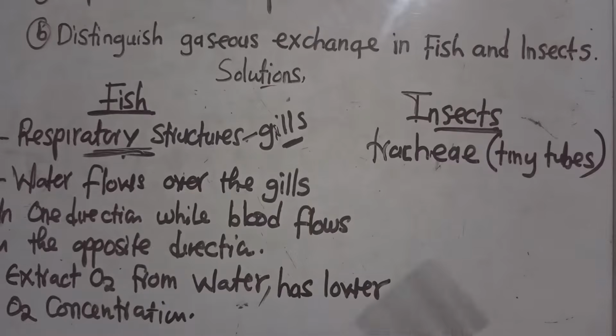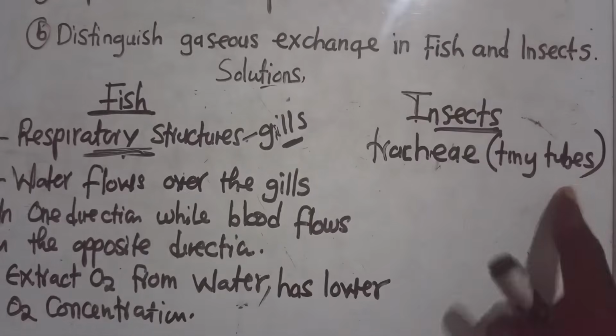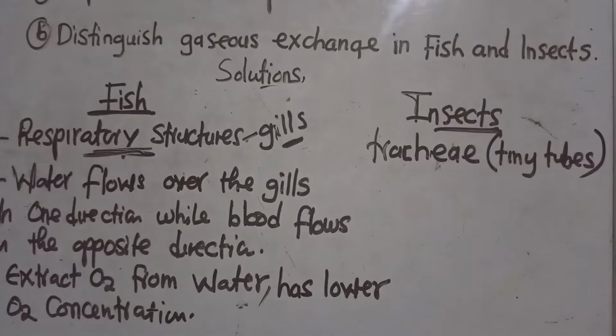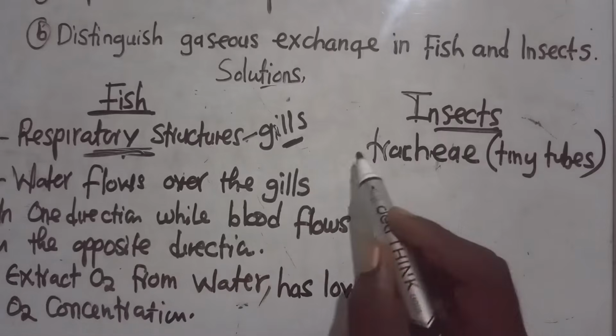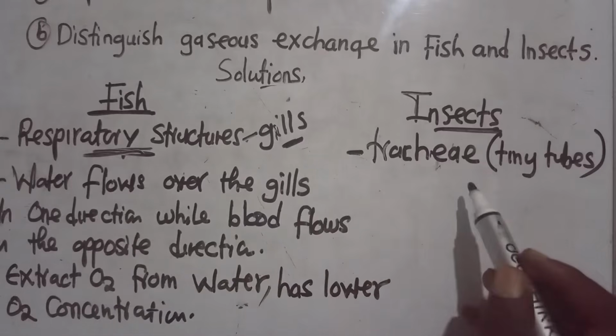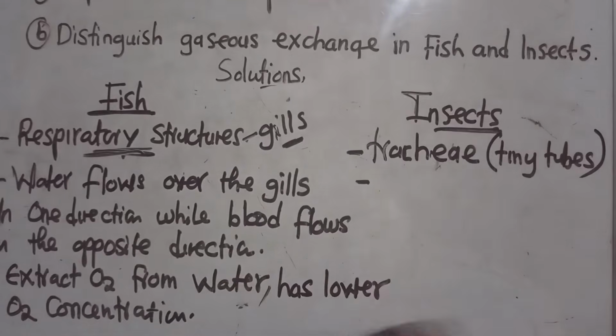The trachea, this same tiny tube, is now going to open to the outside through small openings called the spiracles. This is what you are supposed to know and understand. So the structures they use are the tracheas, which are the tiny tubes.